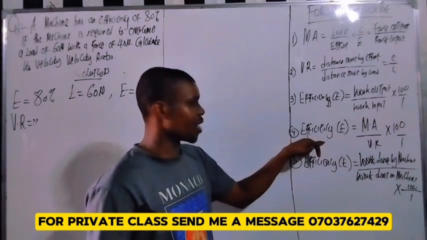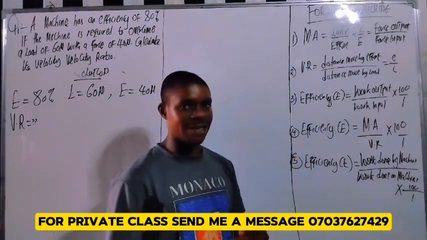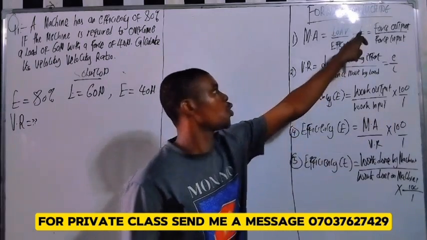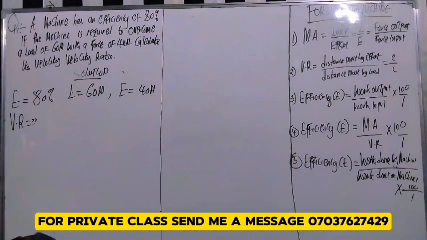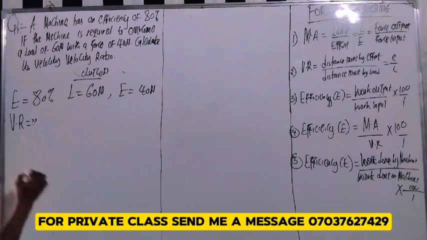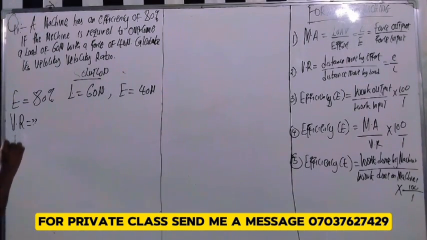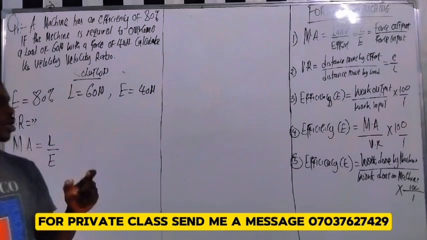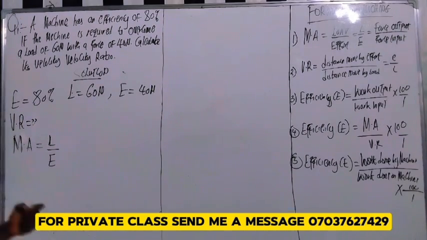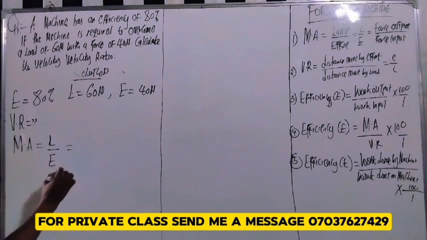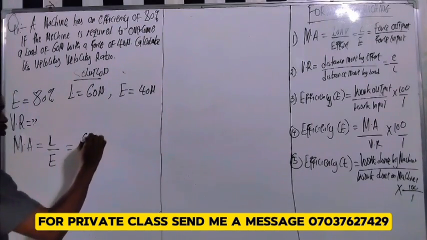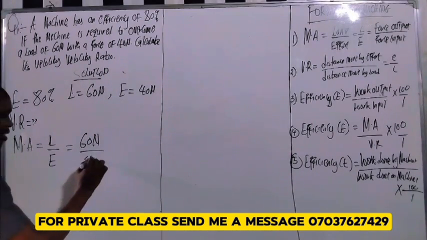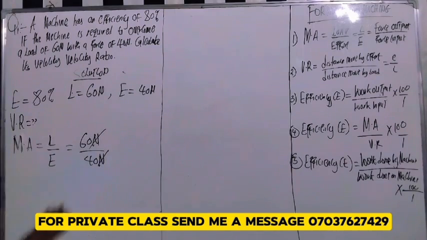Now I know my efficiency. What is my mechanical advantage? I can calculate my mechanical advantage using load over effort, because they gave me the load and the effort. So the first thing I want to calculate is the mechanical advantage, MA, which equals load over effort. If I can calculate my mechanical advantage, I can get my velocity ratio. So my load is 60 Newton over my effort, which is 40 Newton. The Newtons cancel out, so 60 divided by 40.